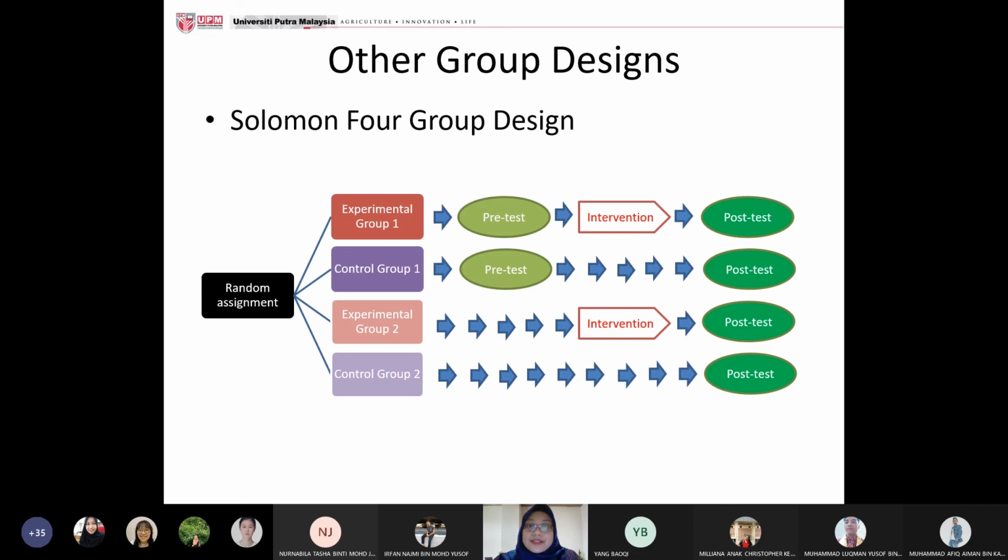Remember just now we had the randomized experimental design. So there are other types of group designs as well. One of them is the Solomon 4 group design, where you have 2 control groups and 2 experimental groups. Why is this? First you do your random assignment of your respondents or participants or samples into 4 groups. Then you do your pre-test with control group 1 and experimental group 1.